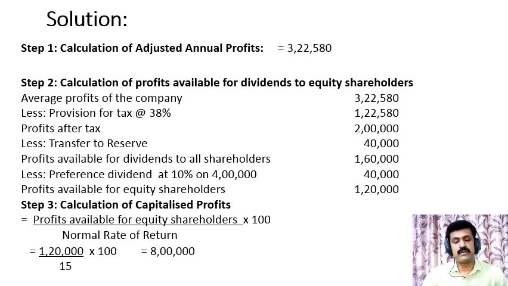Then in the next step, we have to calculate the capitalized profits by using the equation profits available for equity shareholders divided by normal rate of return multiplied by 100. Here the profits available is 1,20,000 divided by normal rate of return is 15% multiplied by 100, that comes to 8 lakhs.